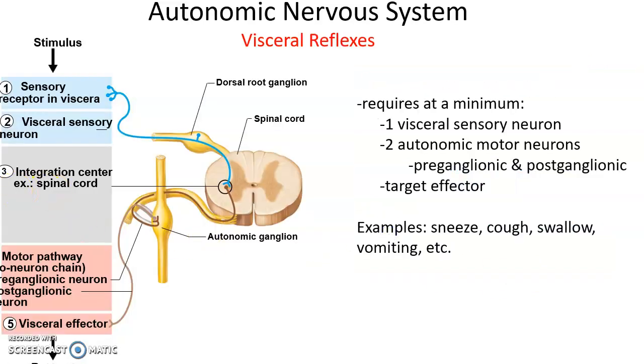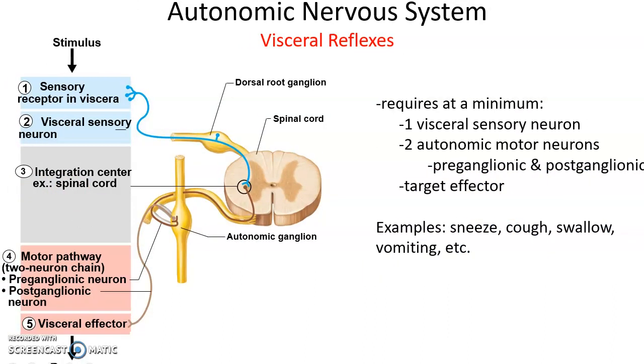All right, visceral reflexes. These are reflexes for things other than skeletal muscles. So examples of visceral reflexes: sneeze, cough, swallowing, vomiting. There are probably special visceral reflexes within organs that we can't really describe because we don't really think of that. So again, they are visceral reflexes for things other than skeletal muscles for the most part. They require a visceral sensory neuron and two autonomic motor neurons, preganglionic and postganglionic, and an effector. But it can be more complicated than that.